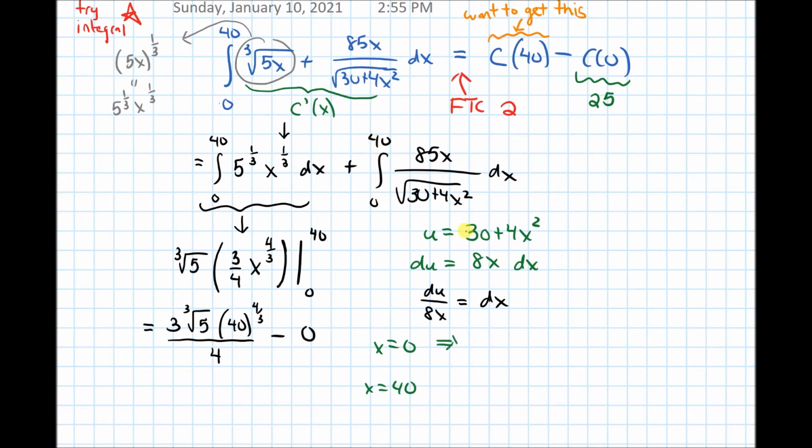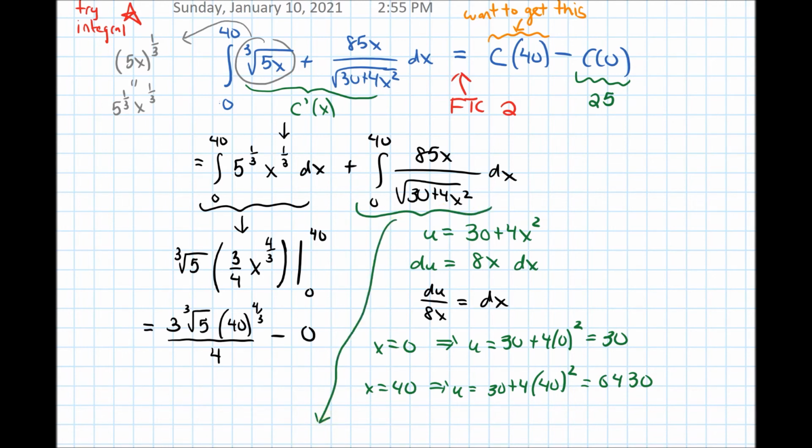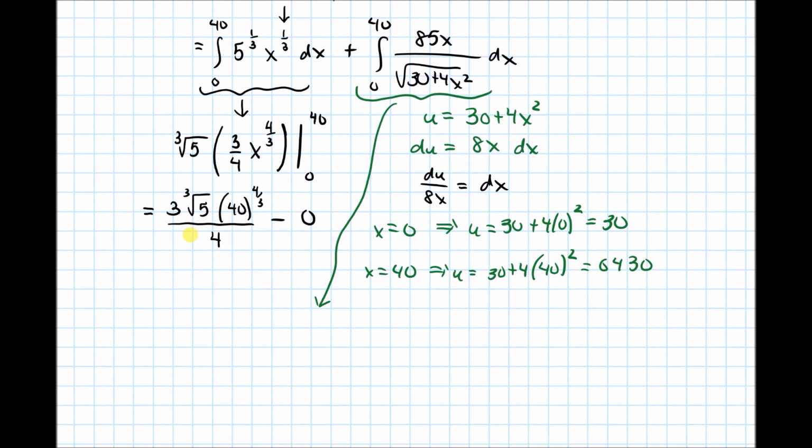So if I take x equals 0 and I plug it into my substitution, we will get u equals 30 plus 4 times 0 squared. And that's just 30, so not bad. If I plug 40 in, we'll get u equals 30 plus 4 times 40 squared. And if we work this out, this ends up being 6,430. Alright, so we are ready to now substitute in to our integral and change those limits of integration.